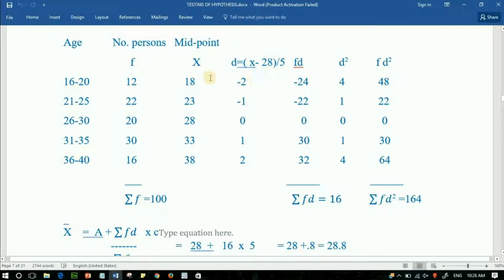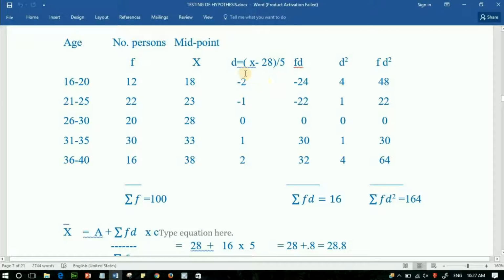So first of all, we have to find 12 minus 28 all divided by 5. That gives D equal to minus 2, minus 1, 0, 1 and 2. And FD you can find: 12 into minus 2 is minus 24, then minus 22, 0, 30 and 32. And D squared you can find: minus 2 the whole squared is 4, minus 1 the whole squared is 1, 0, 1 and 2 squared is 4.